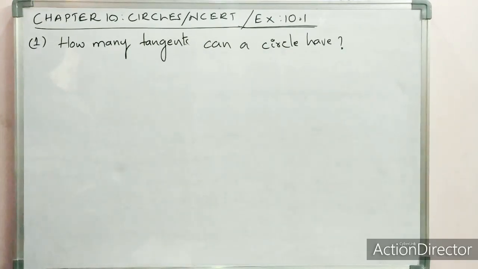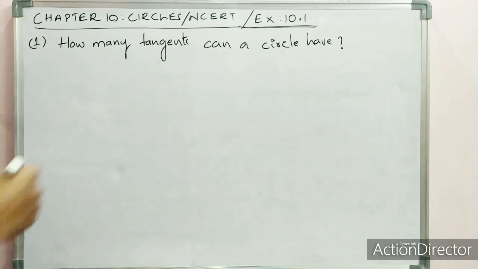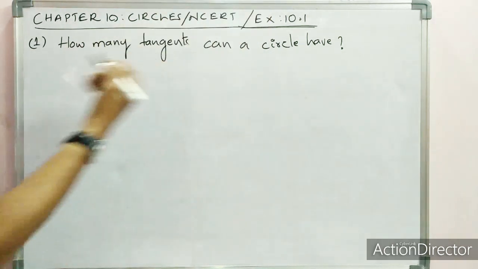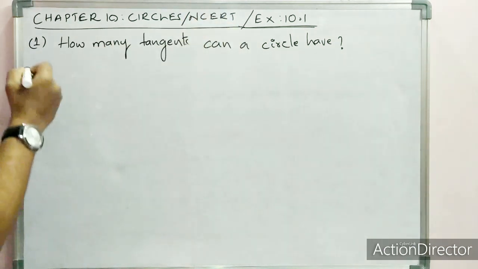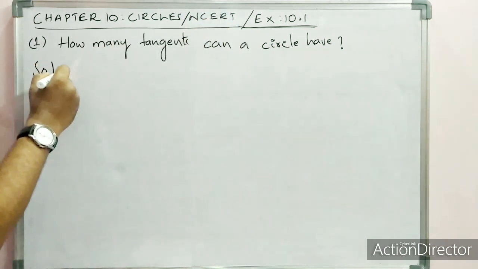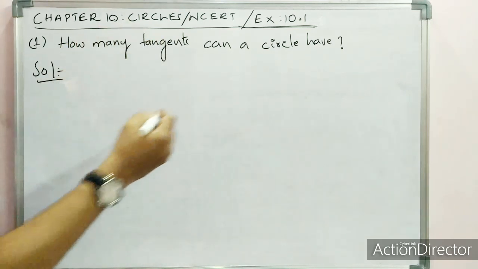Now chapter 10, circles, that is the 10th chapter. In this first exercise, 10.1 exercise, the question number 1 is, how many tangents can a circle have? So the question is, how many tangents can we draw to a circle?